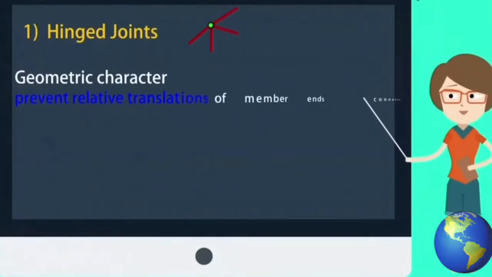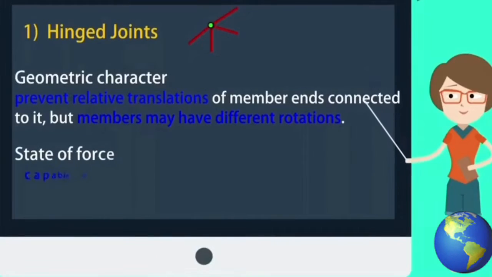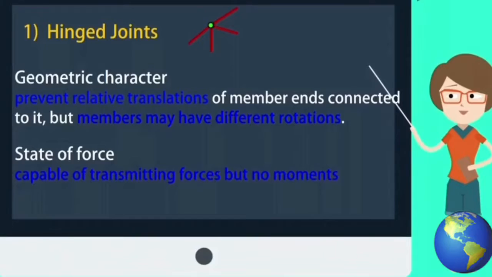Geometric characteristic of hinged joints. A hinged joint can prevent relative translations of member ends connected to it, but members may have different rotations. Its state of force is that a hinged joint is capable of transmitting forces but no moments.